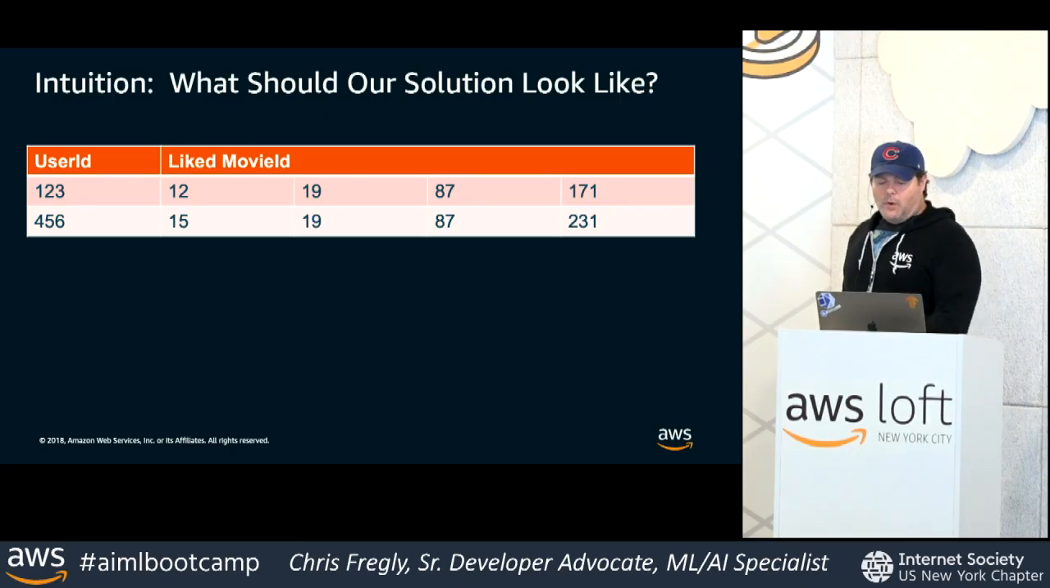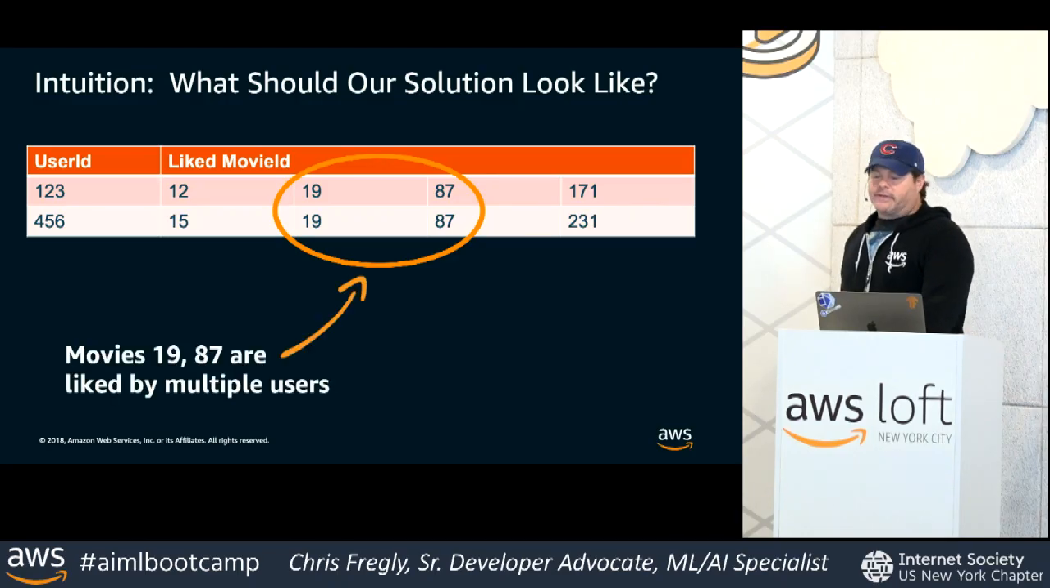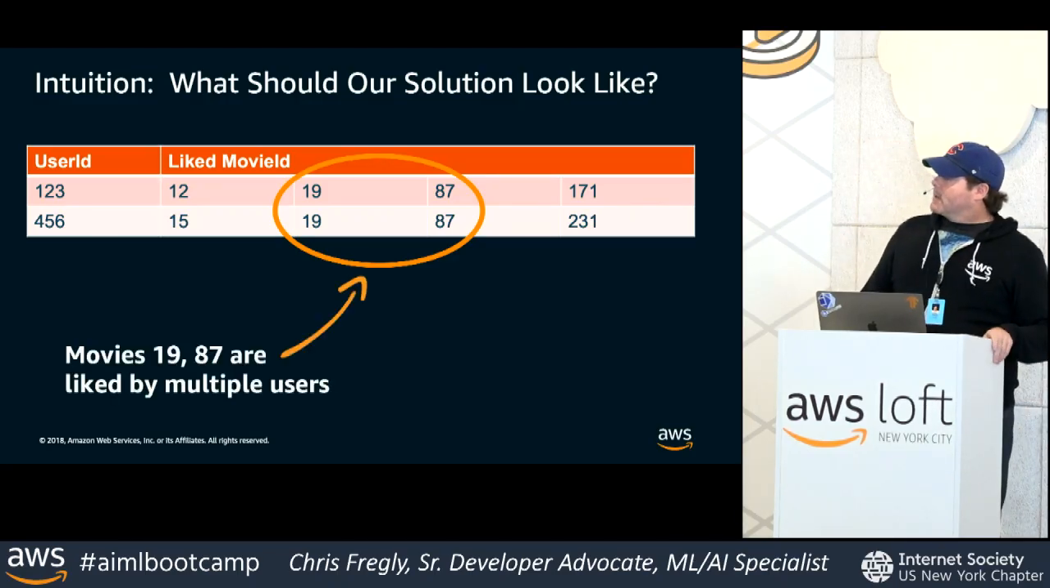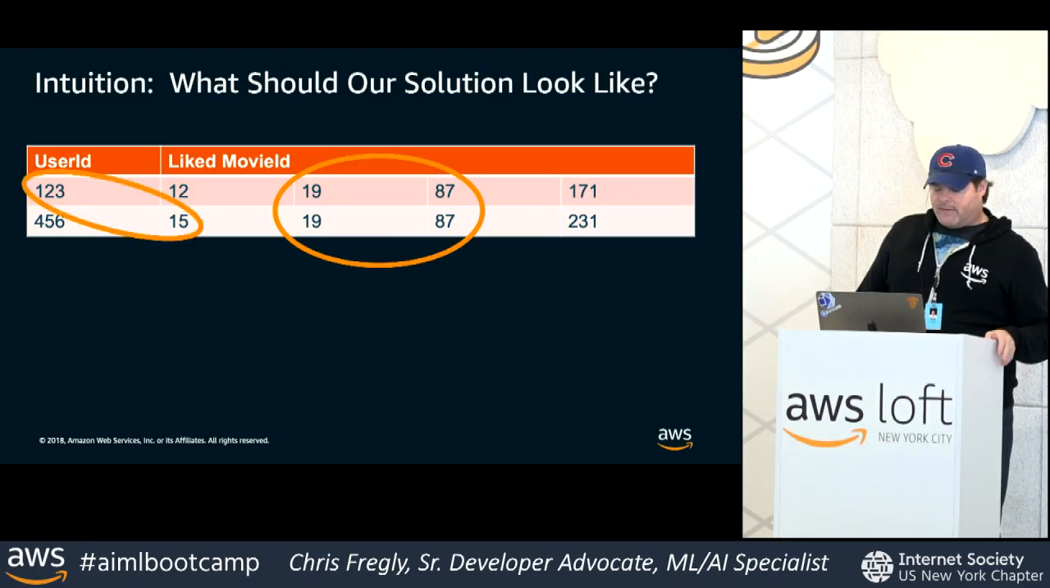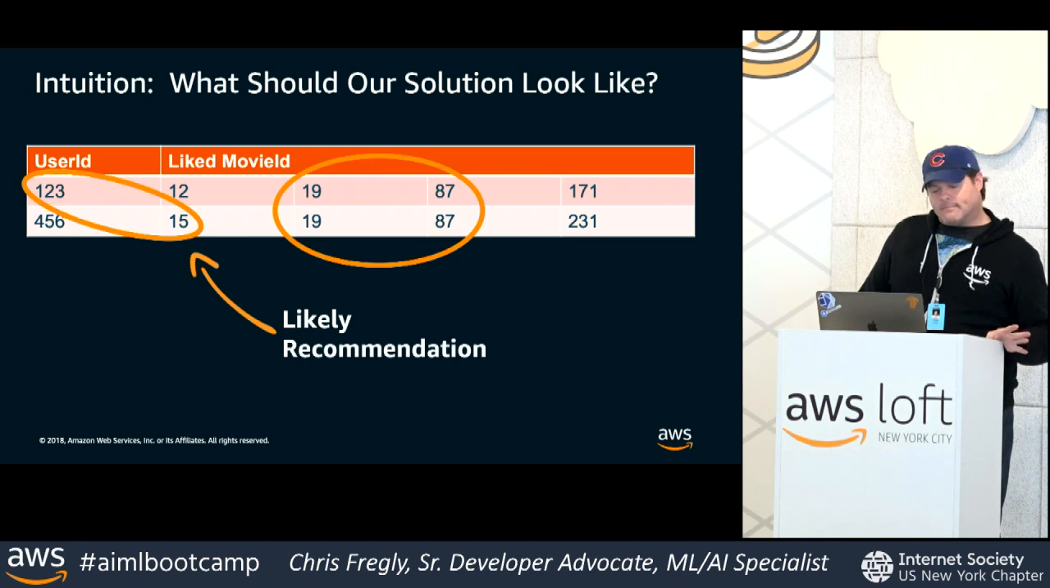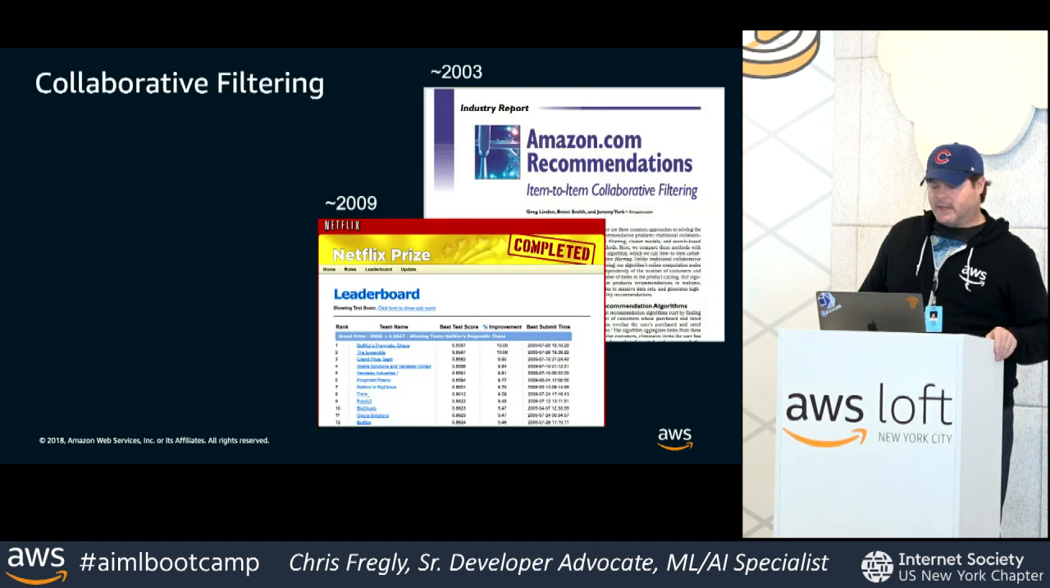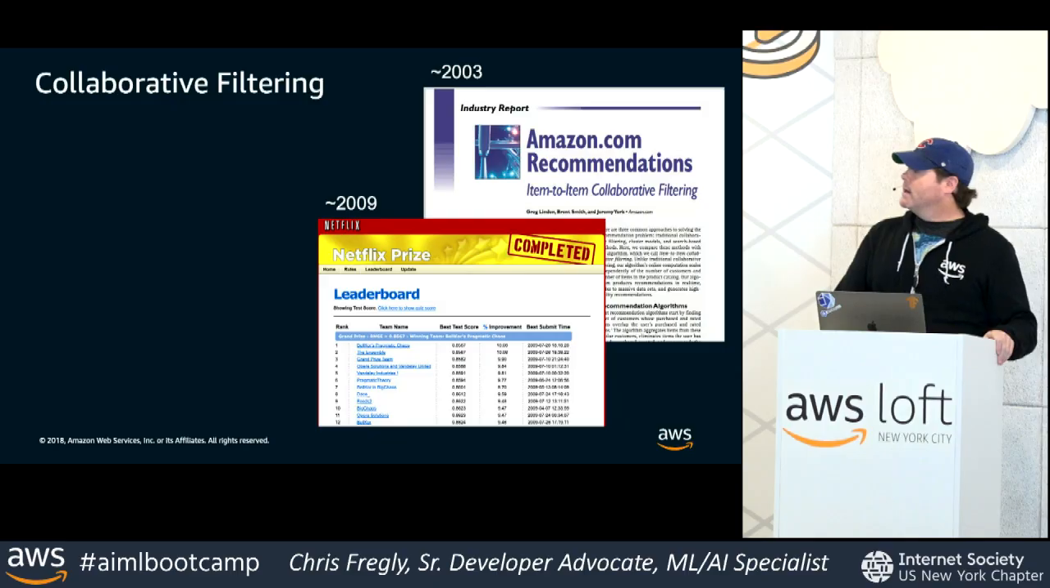Okay, so what we want to do is, if there are two different users that look pretty similar, they've watched those, 19 and then 87, we can then infer that maybe these are similar users. So that makes sense from the intuition standpoint.